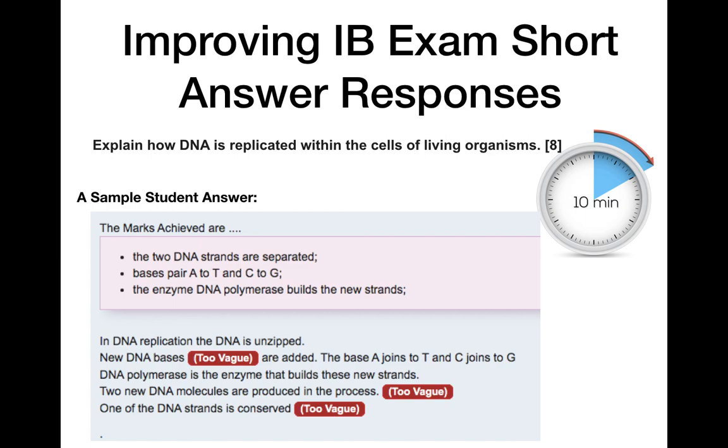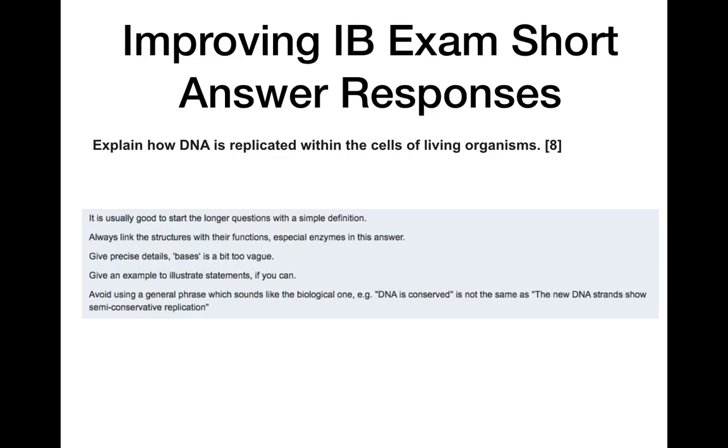Okay, here are some tips for doing these kinds of questions. When you're doing this kind of 8-point, bigger point question, some tips to try would include things like: start longer questions with a simple definition of the process. So what is DNA replication in this case? Link structures and functions. In this case, lots of enzymes.